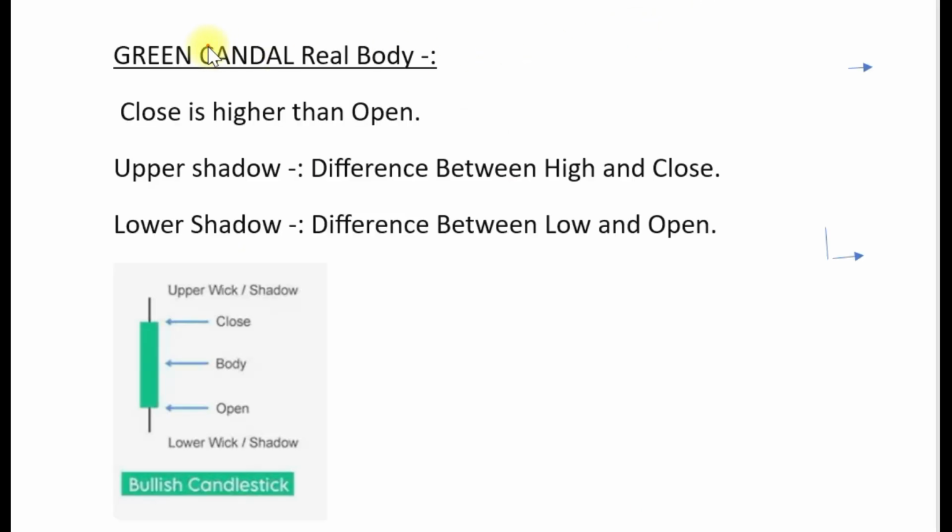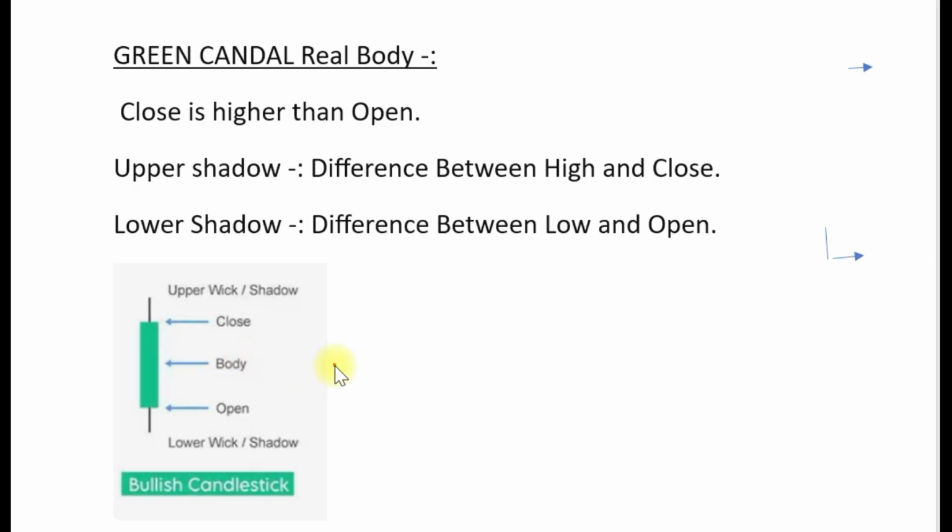There are two types of candle. One is the bullish candle, or a green candle. When the closing price is higher than the opening price, then such a candle is called a bullish candle.